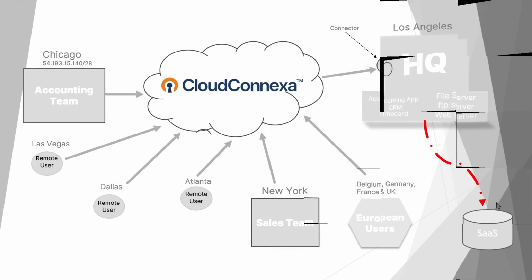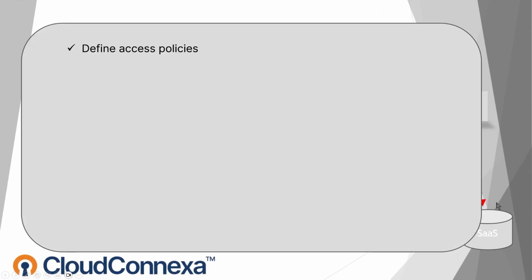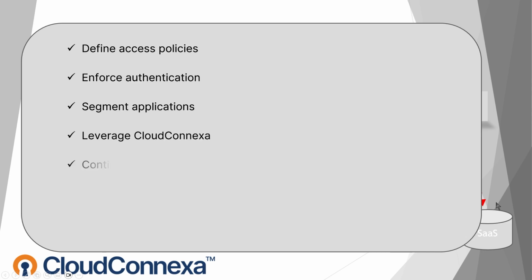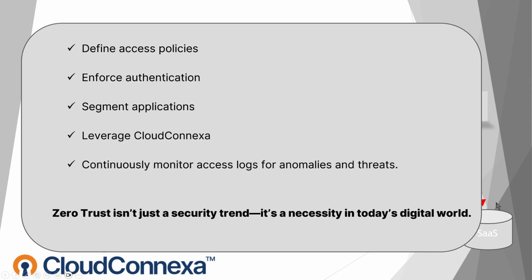Implementing zero trust may sound complex, but there are a few key steps. First of all, we need to define access policies based on roles and identity. We want to enforce authentication using multi-factor authentication and device posture checks and so on. We want to segment applications to limit access to only what's necessary, and we want to leverage CloudConnexa to integrate with external IdPs and enforce dynamic access controls. And the last part is continuously monitoring access logs for anomalies and threats.